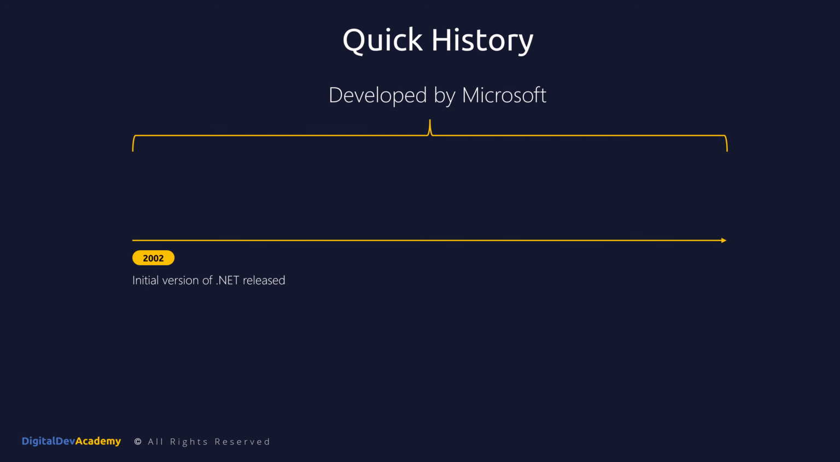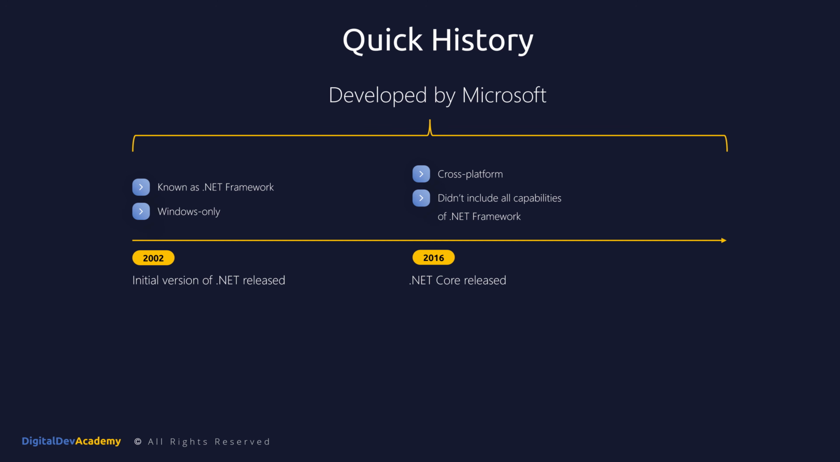.NET was developed by Microsoft and was initially released in 2002. In its early days, it was known as .NET Framework, which was Windows only. In 2016, Microsoft released .NET Core. This was an effort to make .NET cross-platform, allowing it to run on Windows, macOS, and Linux. However, .NET Core did not include all of the capabilities available in .NET Framework. Microsoft's long-term vision was always to have one unified platform to make things easier for developers.